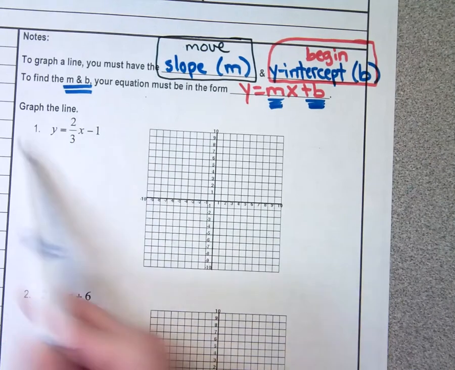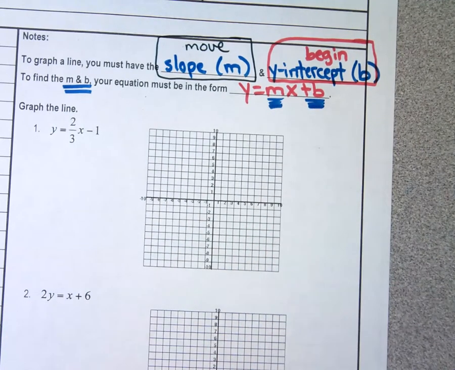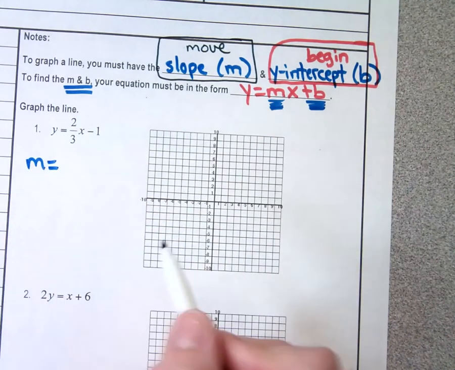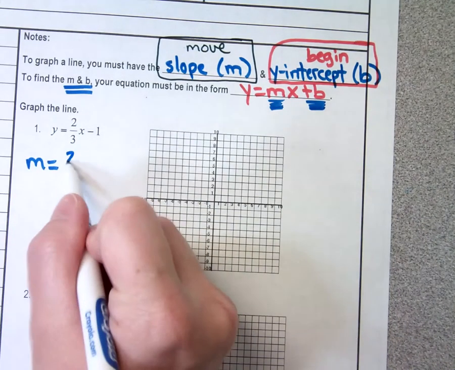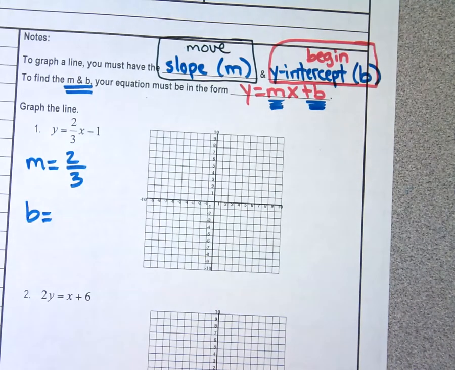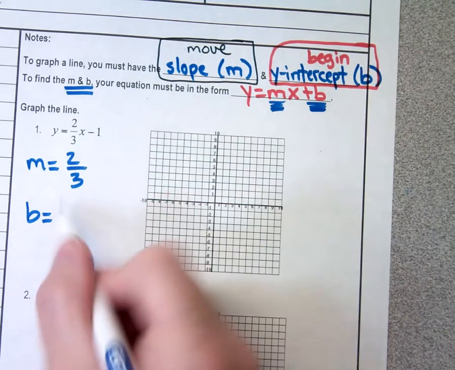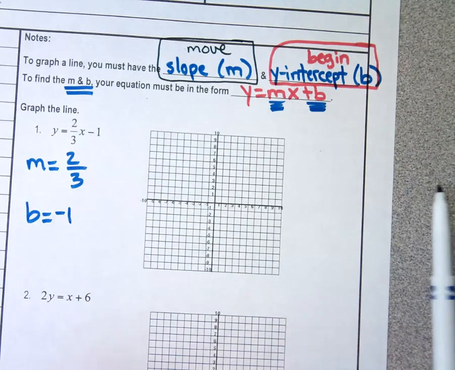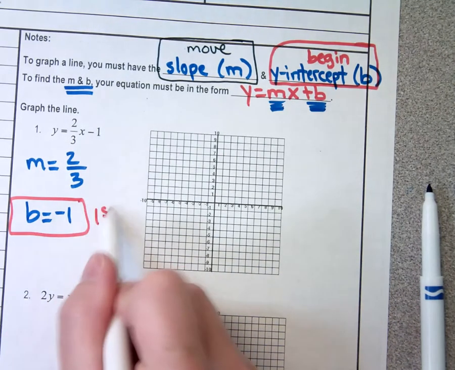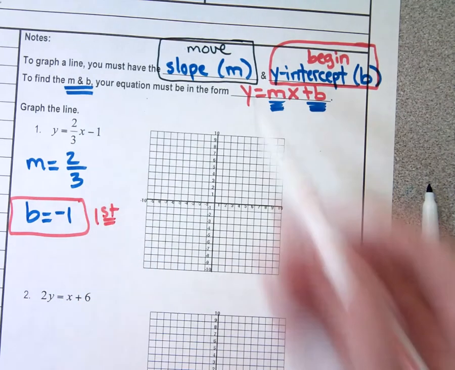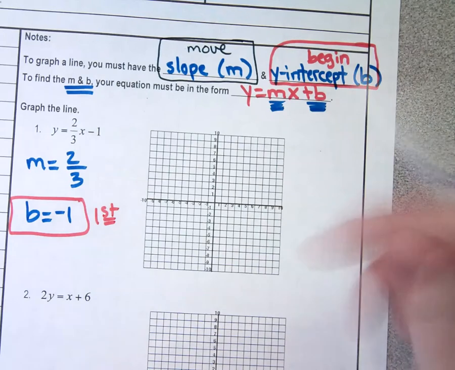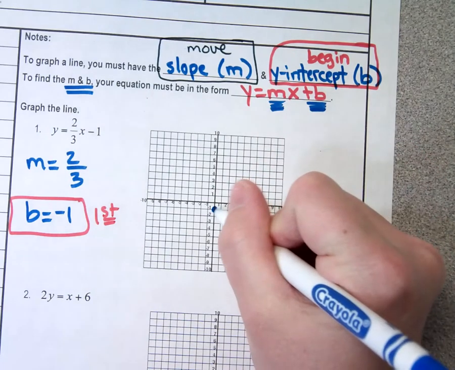Number one. Is my equation in slope-intercept form? Yes. So, what's the slope? What's the m? 2/3. And what's the b? What's the y-intercept? A -1. So remember, I begin with my y-intercept. This is the first thing that I plot. Okay, so since it's a y-intercept, remember we plotted on the y-axis. So I'm going to go to -1 on my y-axis and plot that point.